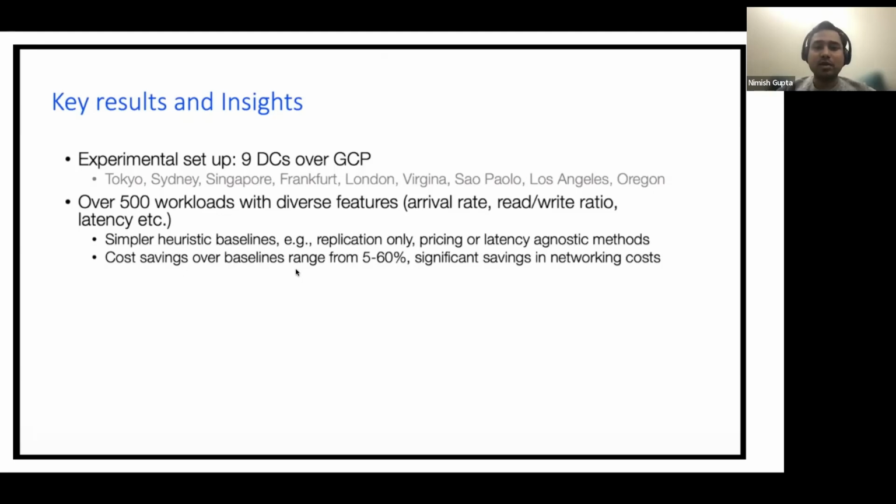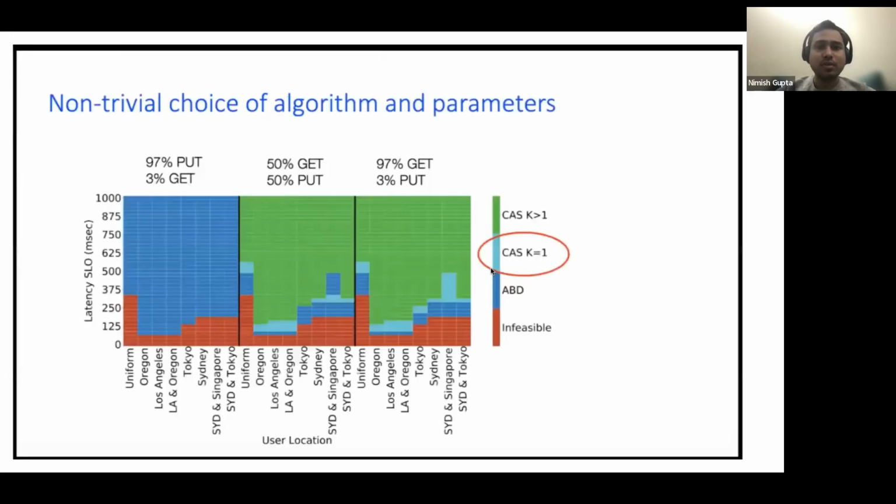So in the results, the author saw cost savings of between 5 and 60%, which is coming from significant savings in networking costs. Some of the insights from the paper were that the algorithms and parameters are not that straightforward to choose.